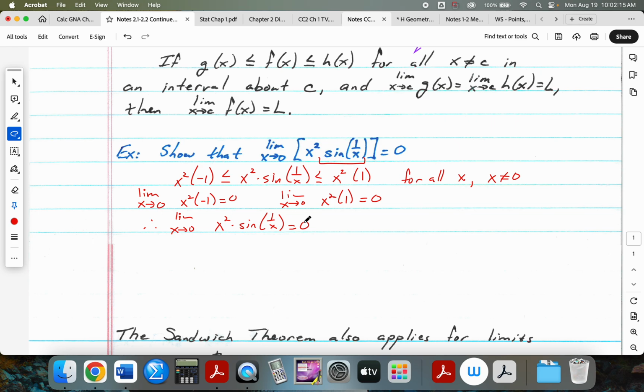Now, in terms of doing these problems, most of the time you would just look at that and go, well, sine's just going to oscillate back and forth between -1 and +1, so I don't really care that much about it. X squared goes to 0. This has got to go to 0.